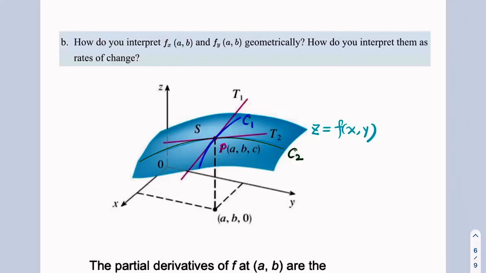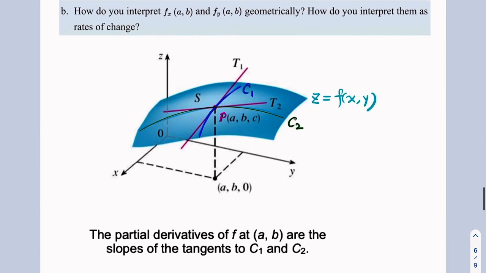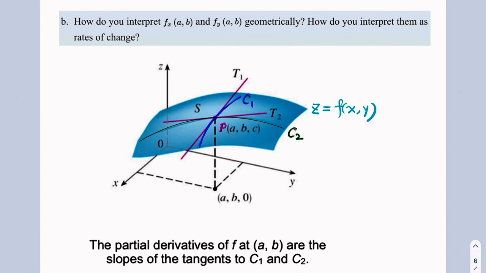How do you interpret the partial derivative with respect to x at (a, b) and the partial derivative with respect to y at (a, b) geometrically? We can interpret the partial derivative of the function at (a, b) as the slope of the tangent. For example, take this point (a, b) on the xy plane. Then the partial derivative of the function with respect to x at (a, b) will be the slope of the tangent line that's tangent to this curve C1 at this point P.